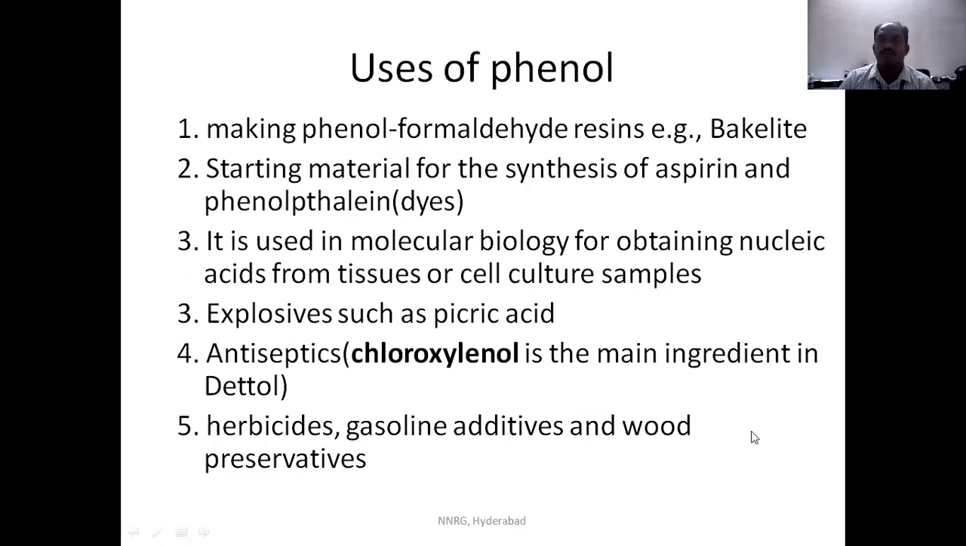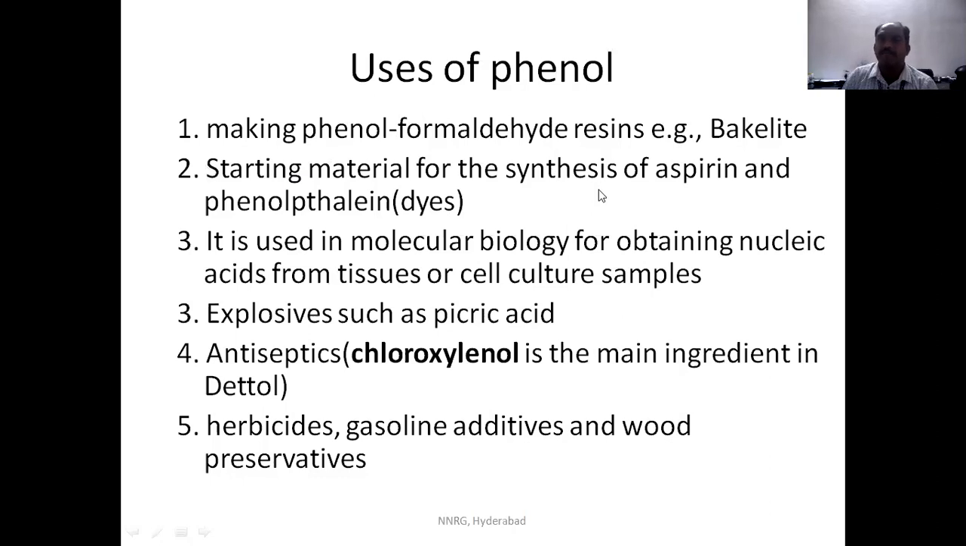What are the uses of phenol? The best use of phenol that comes to mind is that it acts as a disinfectant. Phenols are mostly used as disinfectants and antiseptics. Other uses of phenol are in the making of phenol formaldehyde resins. Phenols are used in the manufacturing of resins, especially bakelite. Bakelite is a type of resin which is very commonly used in the market.